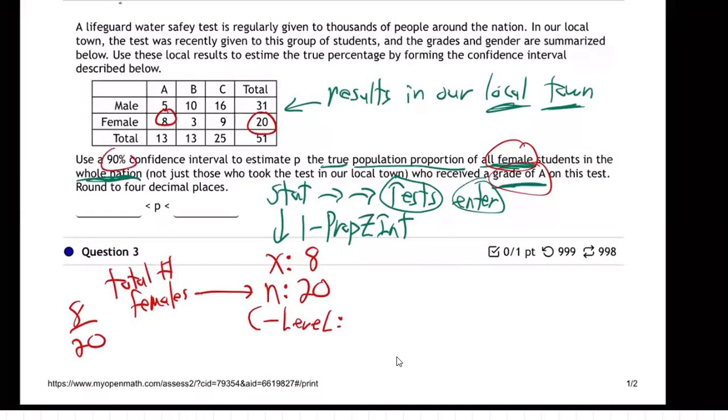What C level? We wanted 90%. So bring that over here, 0.90, and then hit enter. Hit enter on your calculator. I'll do it too. Let me show it on my main screen.